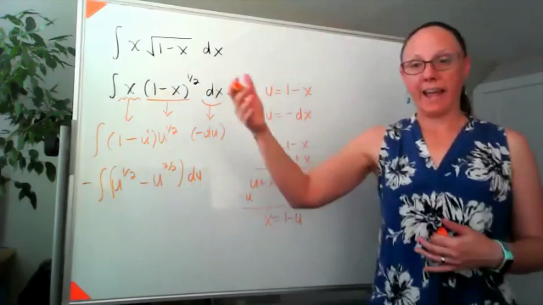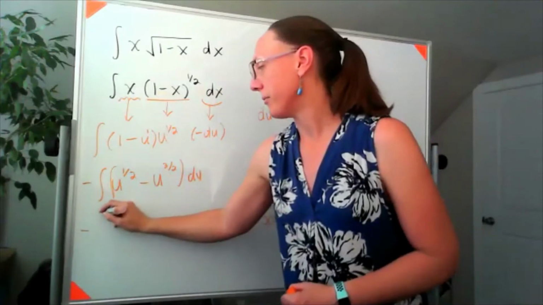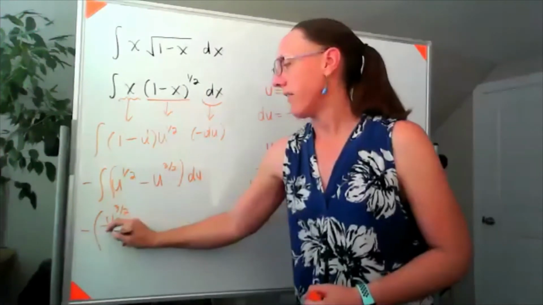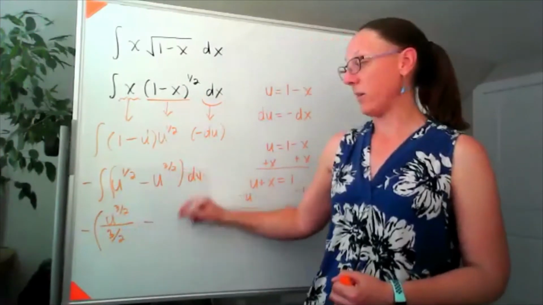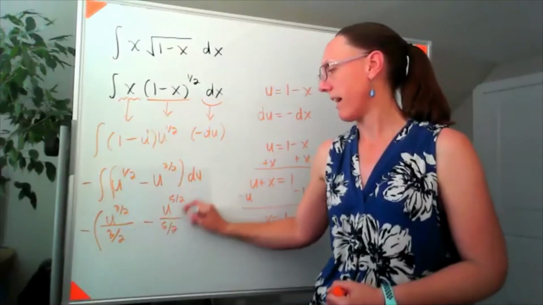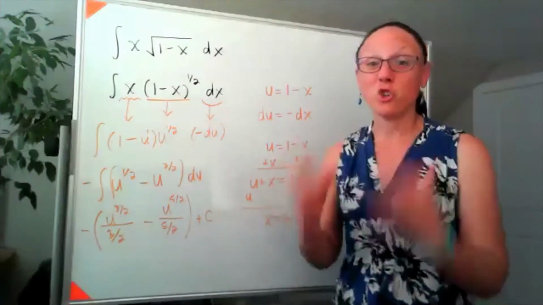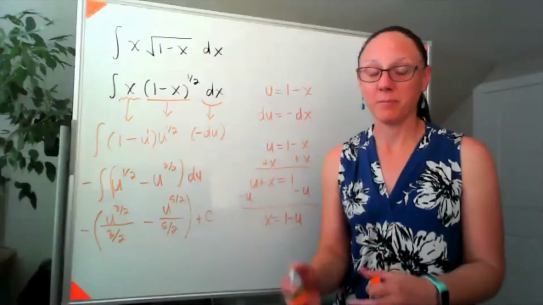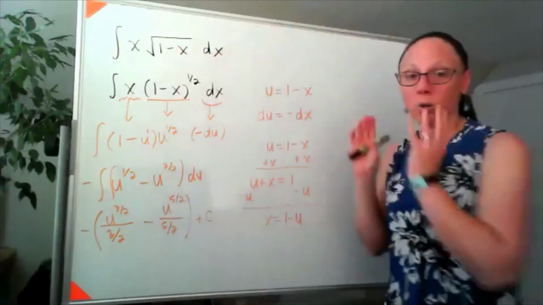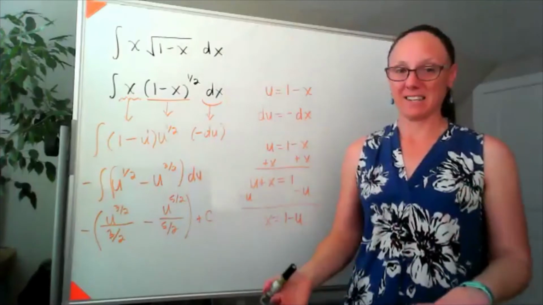Each of those, I can add 1 to the exponent and divide by the new exponent. So I'm going to end up with a negative. When I add 1 to the exponent, I'll have u to the 3/2 over 3/2. Add 1 to the exponent here, I'll have u to the 5/2 divided by 5/2. And that all important plus c. Don't do all of that work and then give up points. This was an indefinite integral. We did a whole bunch of work, but don't quit yet because we need to take this back and write it in terms of x's.